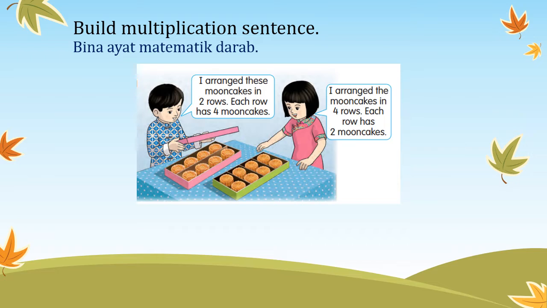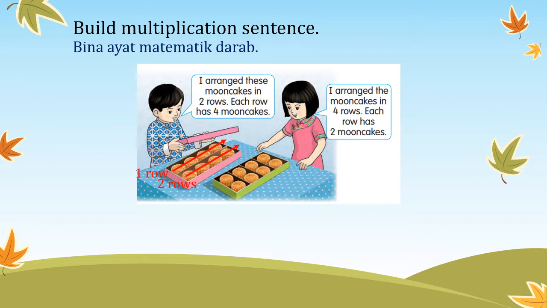Okay, what does he mean? Apa maksudnya? Okay, one row ini adalah satu baris. Rows maksudnya baris. Satu baris, one row, 2 rows. Ini adalah baris yang kedua. Jadi, dia telah susun kuih bulan itu kepada 2 baris, into 2 rows. So, macam mana nak buat ayat matematik darab? How to build the number sentence for this picture?